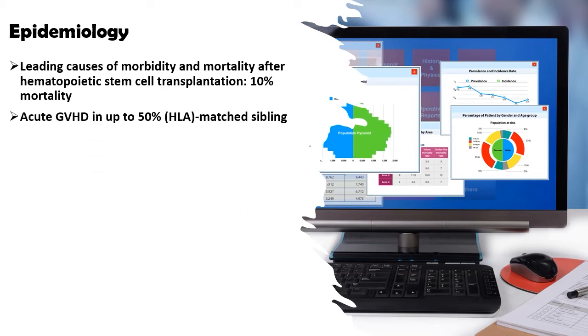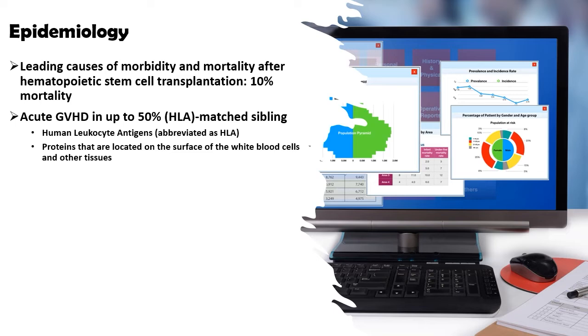Acute graft versus host disease can occur in up to 50% of patients receiving a stem cell transplantation from a human leukocyte antigen or HLA matched sibling. I need to mention that human leukocyte antigens or HLA are proteins that are located on the surface of the white blood cells and other tissues in our body. When two people share the same human leukocyte antigen, they are said to be matched, that is, their tissues are immunologically compatible with each other.